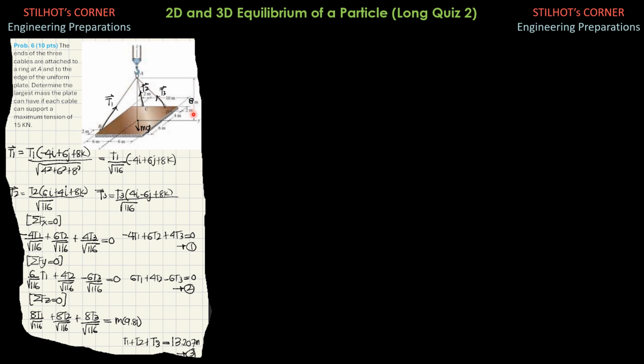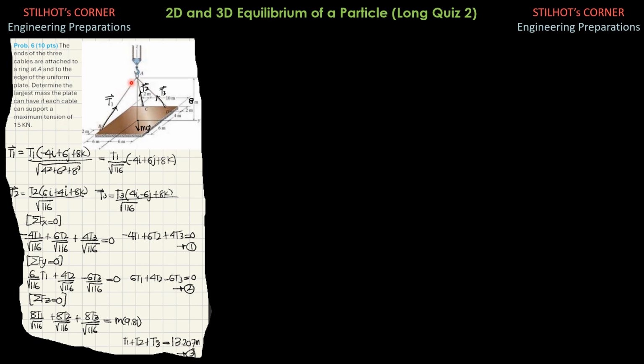Let's just make the height 8 meters, the distance from the center of the plate to the hook A, the ring at A. Determine the largest mass the plate can have if its cable can support a maximum tension of 15 kilonewtons.